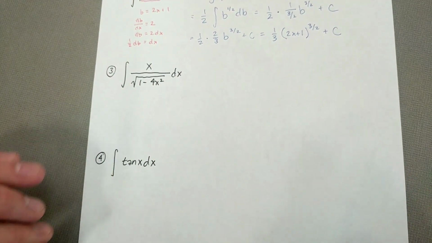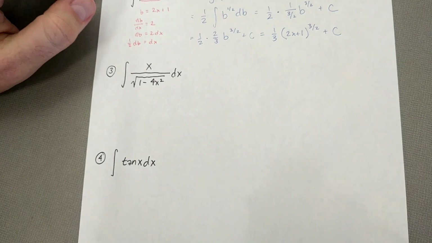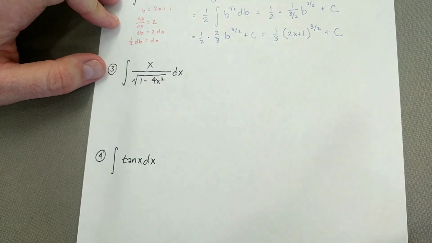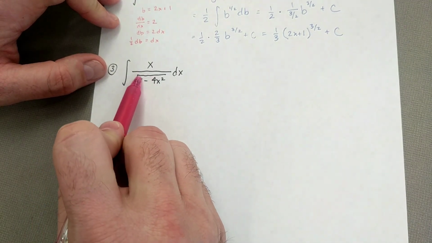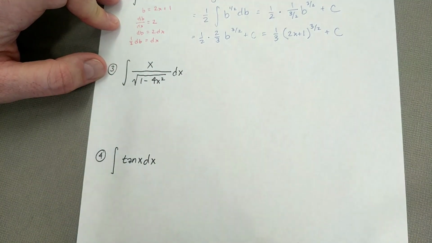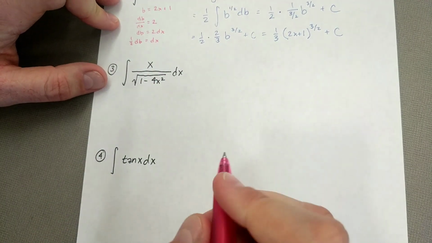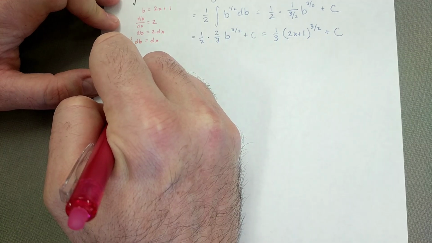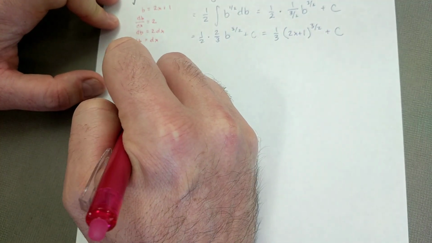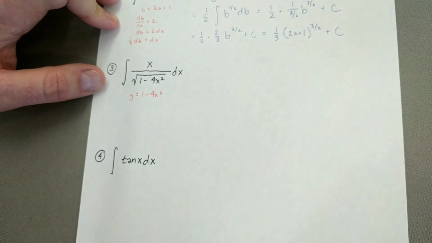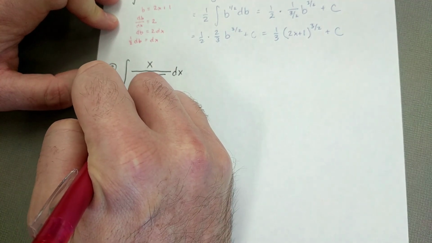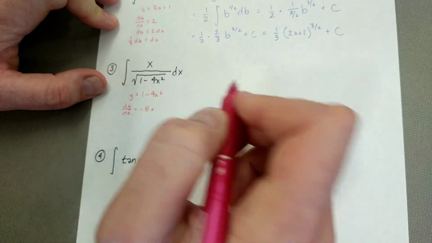Let's take a look at this one here. So the inside function is going to be down here in the denominator. So the derivative of that is negative 8x. Well, I have an x as a factor there, so that's going to be what we'll do here. So let's go with a g. So g equals 1 minus 4x squared. So the derivative of that is negative 8x.